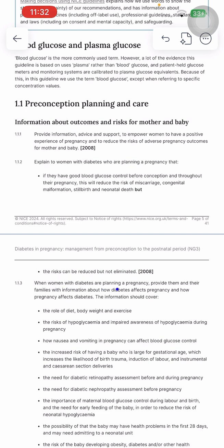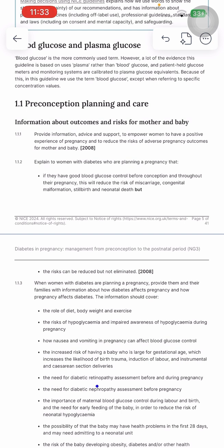When women with diabetes are planning a pregnancy, provide them and their families with information about how diabetes affects the pregnancy and how the pregnancy affects diabetes. This information could cover the role of diet, body weight and exercise, the risk of hypoglycemia and impaired awareness of hypoglycemia during pregnancy, and how nausea and vomiting in pregnancy can affect blood glucose control, the increased risk of having a baby who is large for gestational age, which increases the likelihood of birth trauma, induction of labor, instrumental delivery, and cesarean delivery.